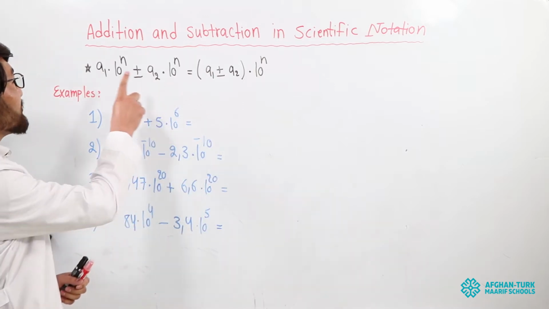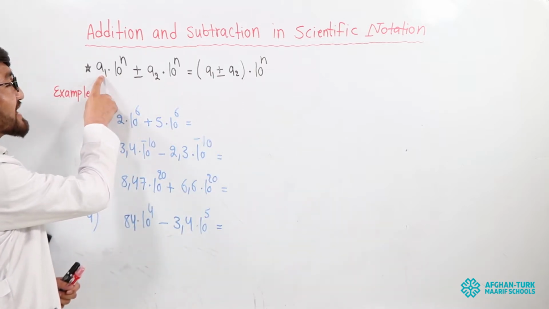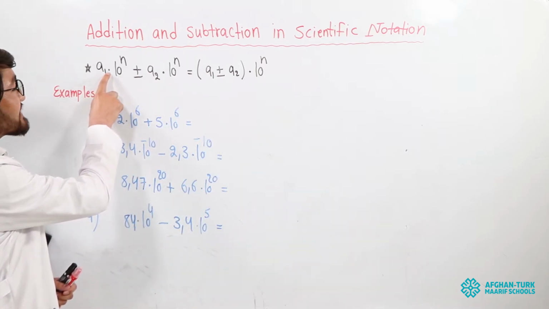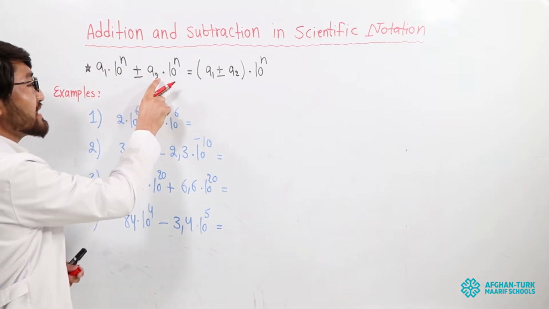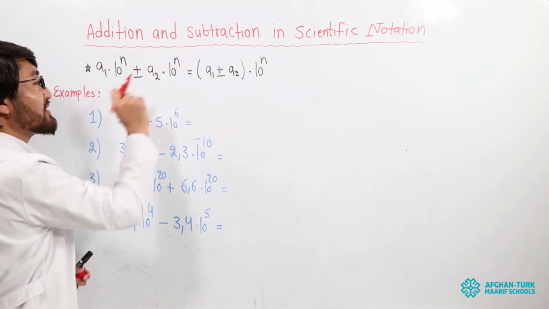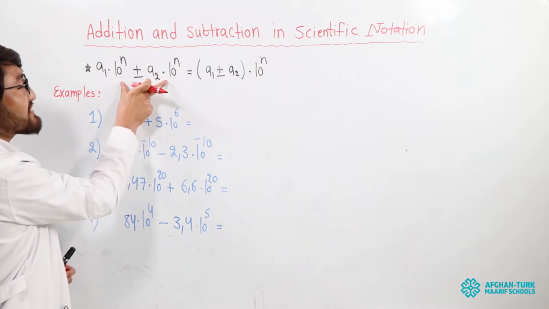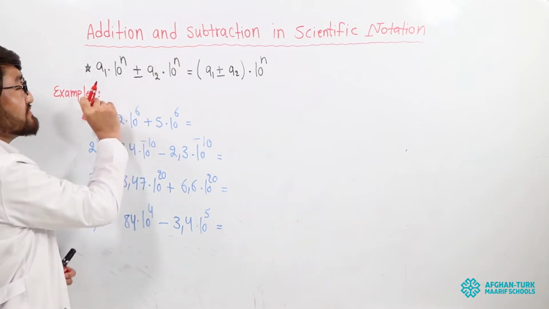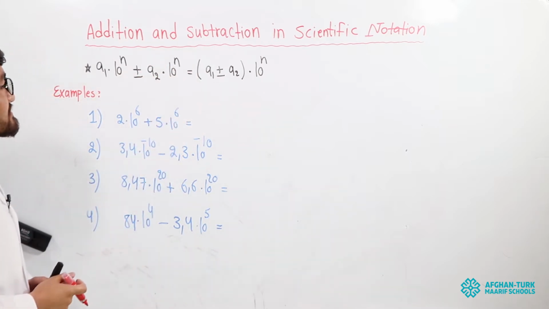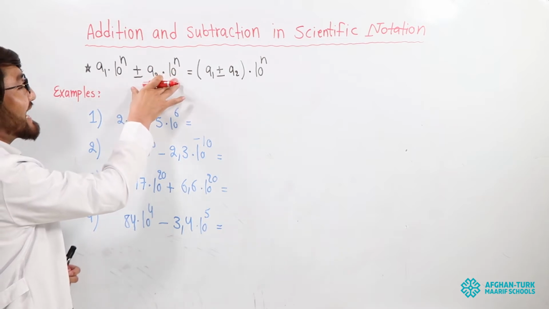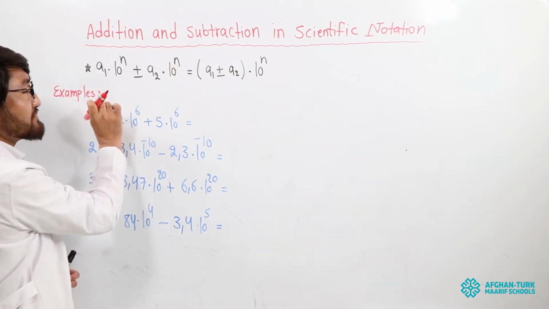Suppose we have two scientific notation numbers, a1 times 10 to the power of n plus or minus a2 times 10 to the power of n. How do we add or subtract these two numbers?